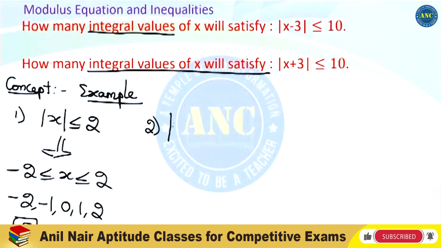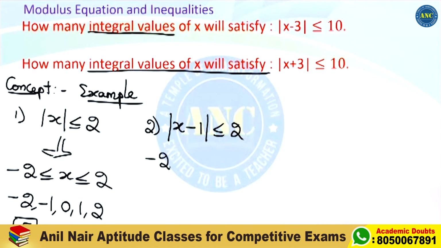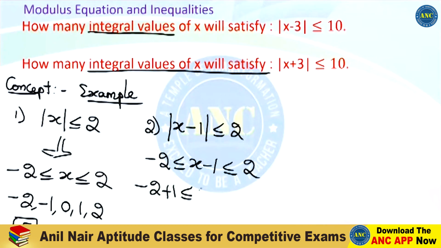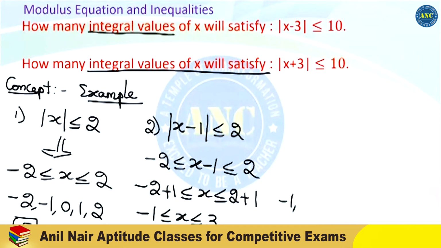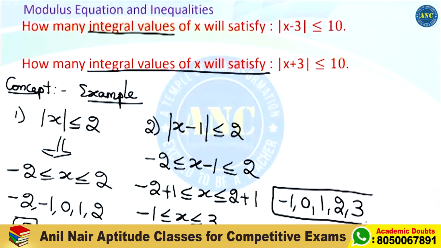Same thing. If I do it for mod x minus 1 less than or equivalent to 2, then minus 2 less than or equivalent to x minus 1 less than or equivalent to 2. Minus 2 plus 1 less than or equivalent to x less than or equivalent to 2 plus 1, so minus 1 less than or equivalent to x less than or equivalent to 3. How many values will I get? Minus 1, 0, 1, 2 and 3. Again it is nothing but the same integral solution. Are you all with me?